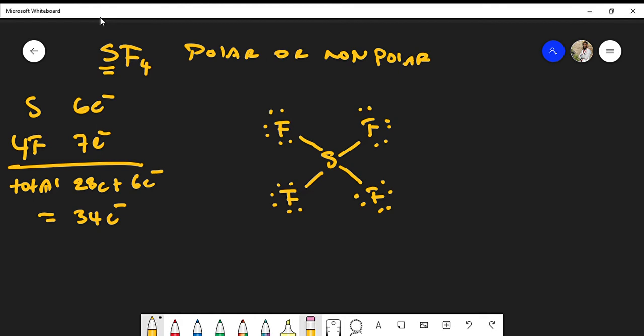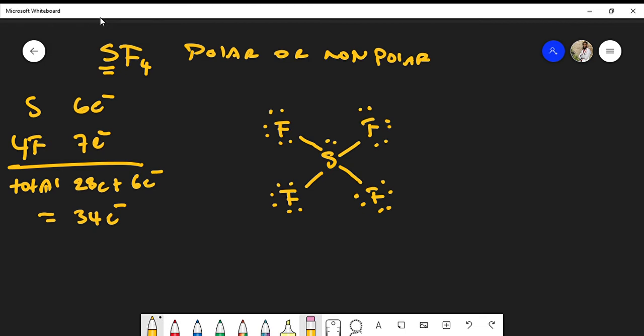Now we have 8 electrons around each of the fluorines. So 4 times 8, that would be 32 electrons. So just looking at the molecule right now, we have 32 electrons. And we need 34, so we're missing 2. All right, so the only other place, since fluorine's octet is full, for us to put the 2 electrons would be on the sulfur, and this would be as a lone pair.